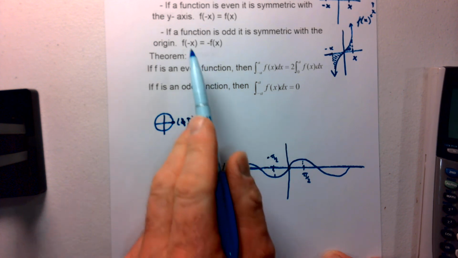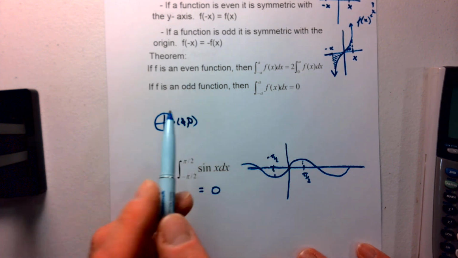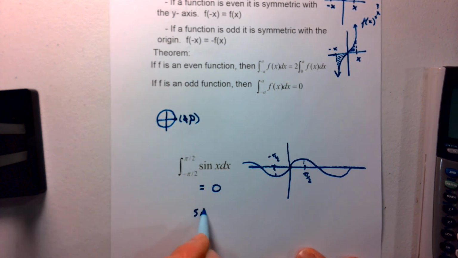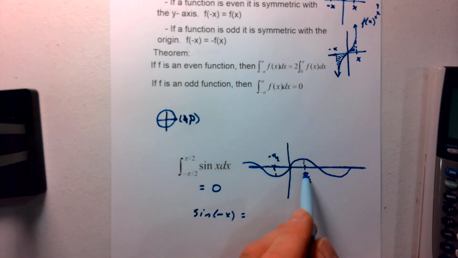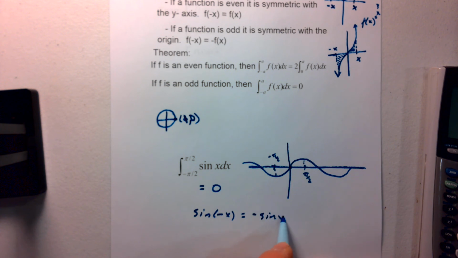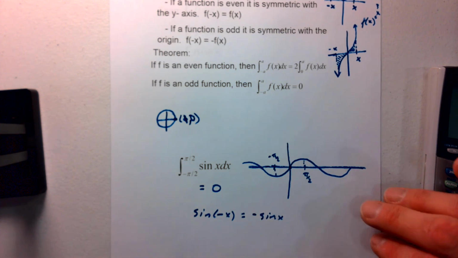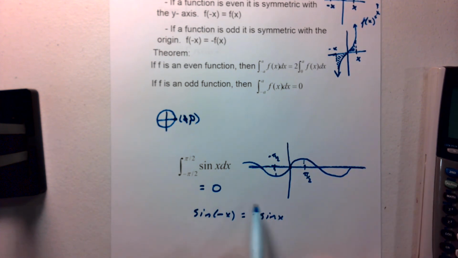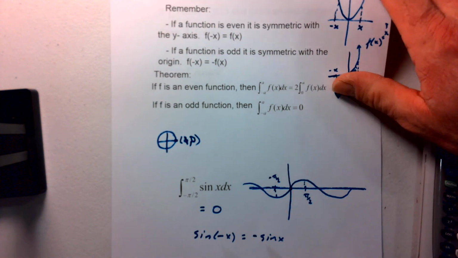Now, we could also go ahead and test for that symmetry. We could definitely think about the sine of negative x, and what does that equal? Well, if you recall, the sine of negative x is going to end up being the negative of the sine of x. So that tells you, again, that's kind of the proof that we have an odd function. So that's going to end up giving us 0.